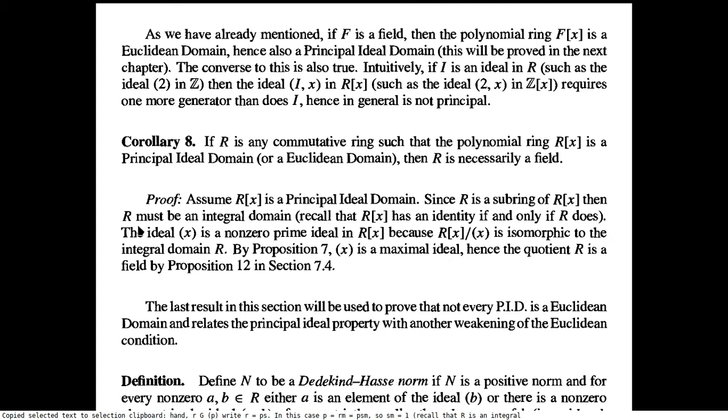So the ideal generated by X is a non-zero prime ideal in the polynomial ring, because the polynomial ring mod X is isomorphic to the integral domain R. I'm not too sure about that, but okay. You're modding out by all the polynomials that have zero constant term, because you're modding out by this prime ideal.